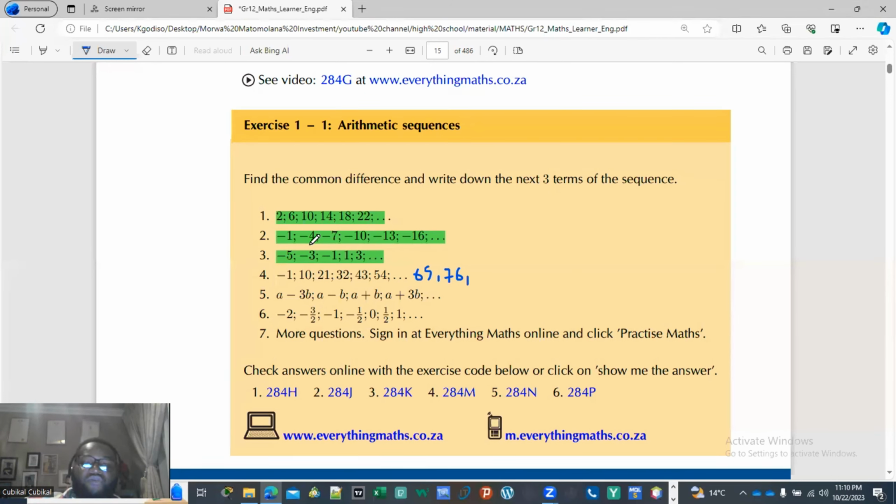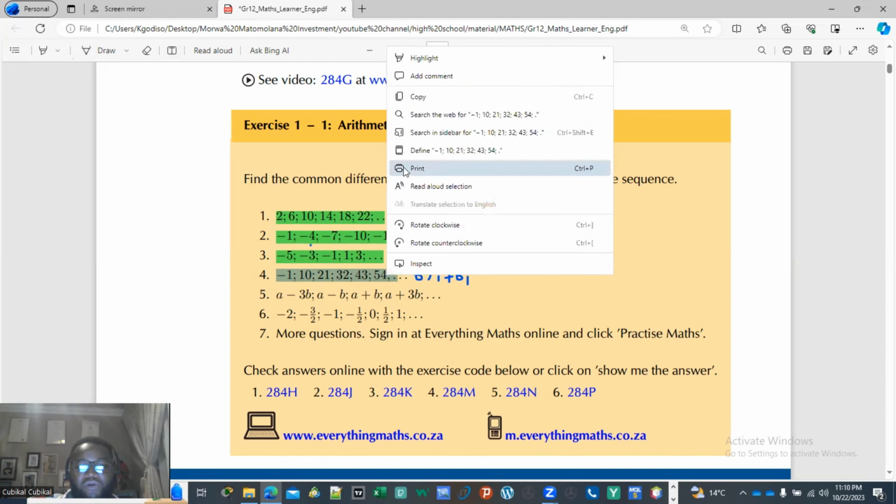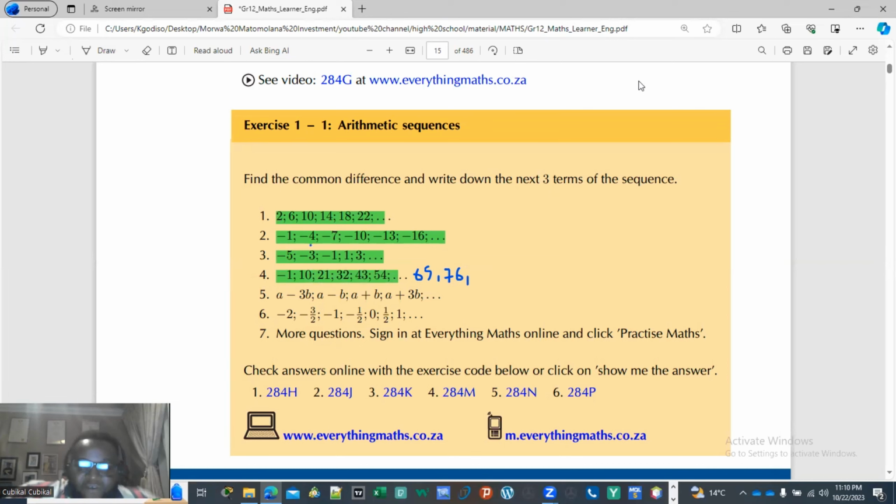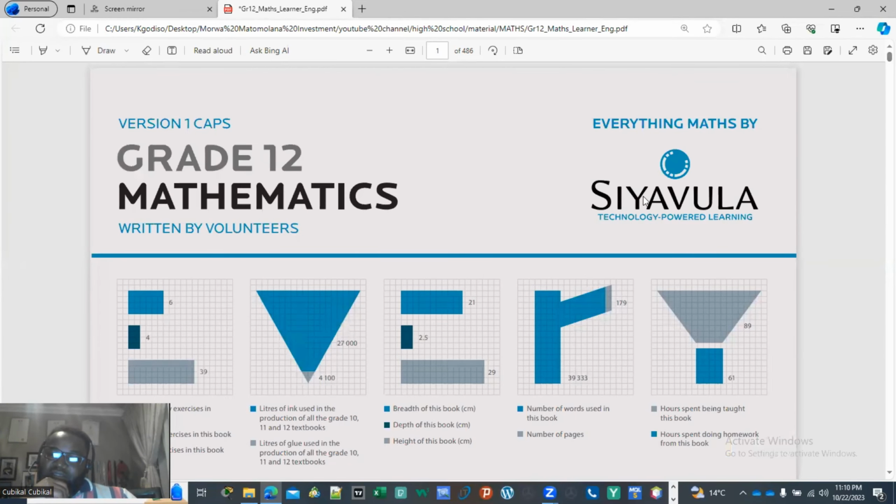And now, what I'm going to do is leave you to do question number 5, question number 6, and question number 7. You can comment below if you are having any problems, and I'll help you with that. And that is it for our first episode in mathematics. The mathematics that we are doing is in NCS, and we are using the Siyavula textbook, Everything Mathematics, grade 12 Mathematics. And in today's episode, we were doing arithmetic sequences.